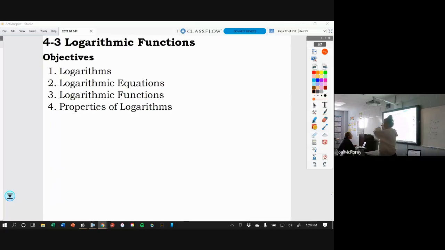We started 4-2 a long time ago. Okay, 4-3, we're talking about logarithms. What do y'all know about logarithms?